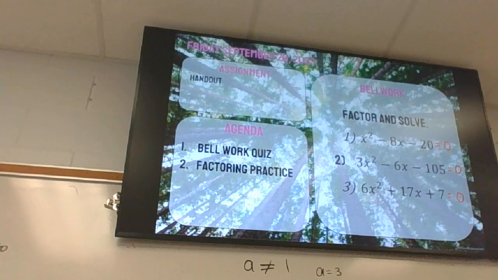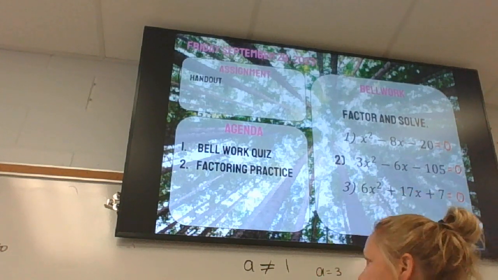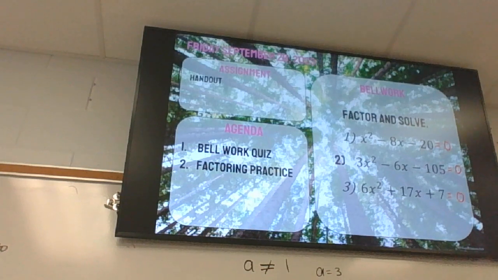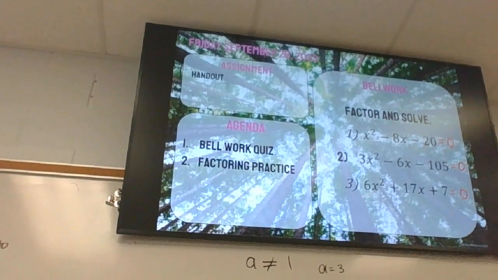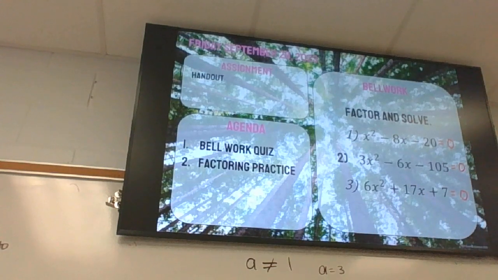Okay, so number 2 is a little more complicated. There's a 3 in front. So for number 2, I say a doesn't equal 1. A equals 3. And when a doesn't equal 1, when there's a coefficient in front, factoring is more complicated. It's just not as straightforward as this one.